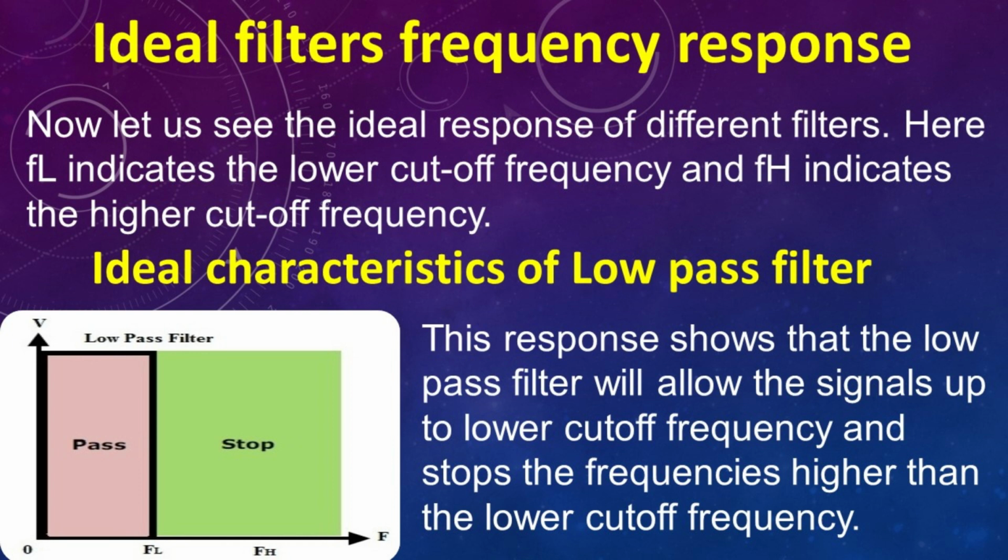Ideal filters frequency response. Now let us see the ideal response of different filters. Here FL indicates the lower cutoff frequency and FH indicates the higher cutoff frequency. Ideal characteristics of low-pass filter. This response shows that the low-pass filter will allow the signals up to lower cutoff frequency and stops the frequencies higher than the lower cutoff frequency.